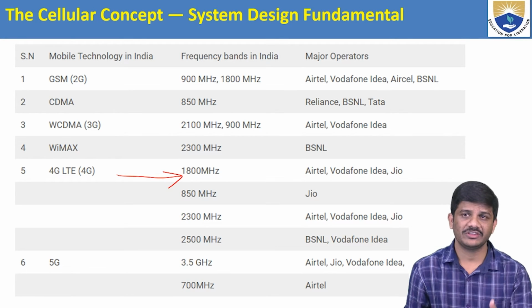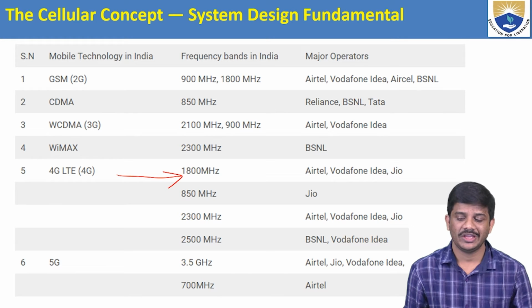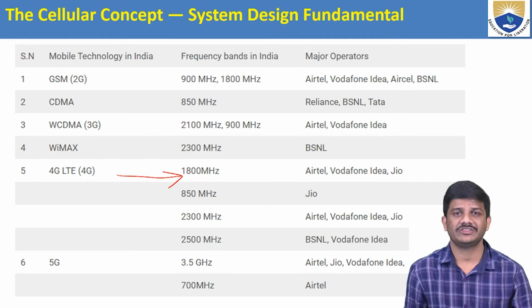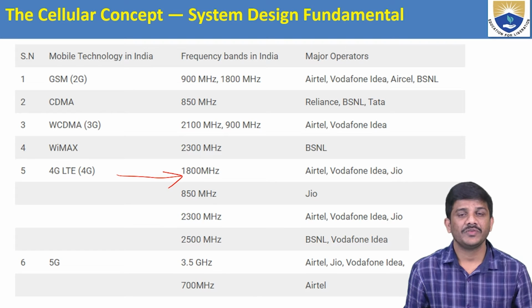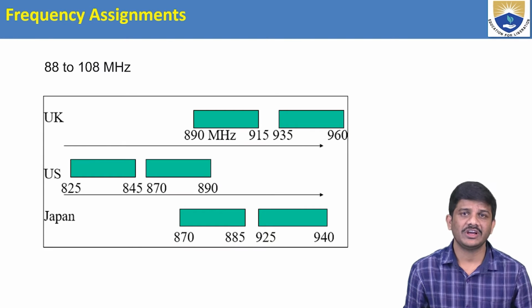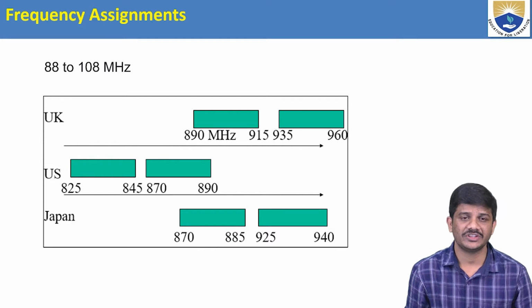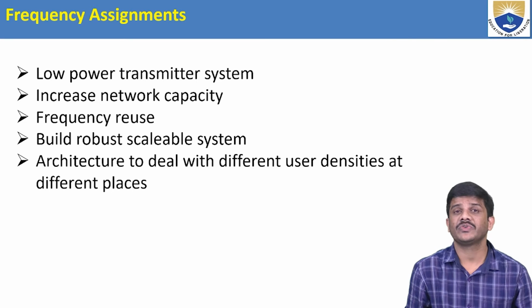Coming to the fifth generation, this is the frequency. Now Airtel, Jio, and Vodafone Idea are using it. Now it is launched in India, that is the fifth generation. We can also see the frequency assignments in different countries. Coming to the UK, they have 890 megahertz to 960 megahertz, and the US has 825 to 890. Coming to Japan, it is 870 to 940. The FM radio frequency in India is 88 to 108 megahertz. These are the assignments for the frequency.